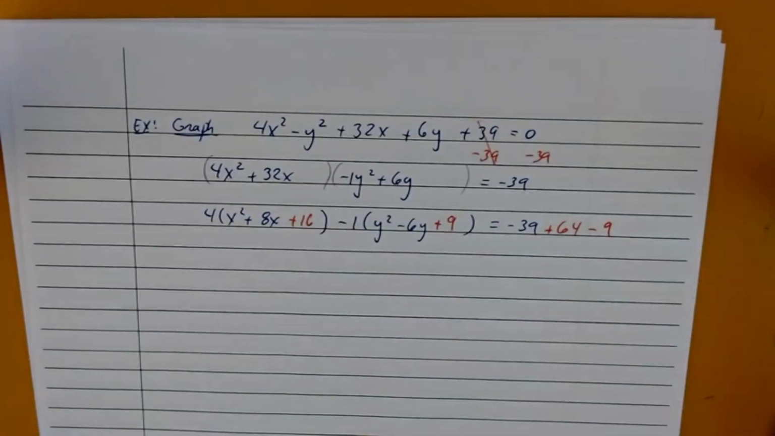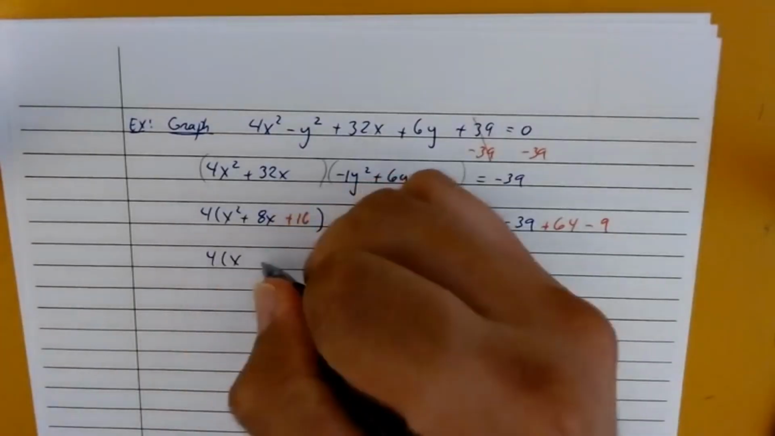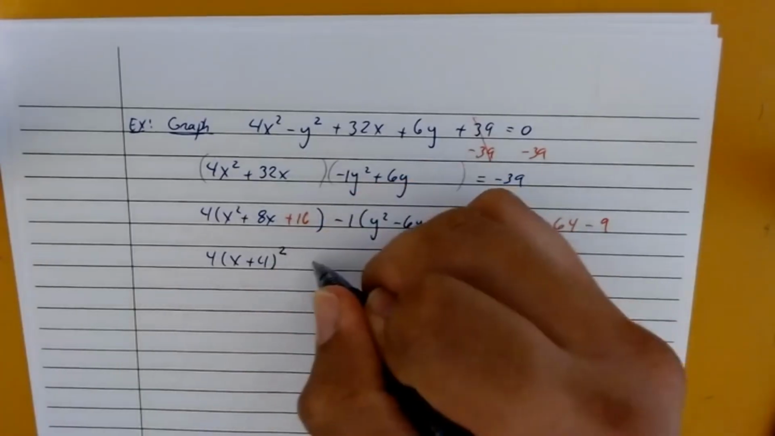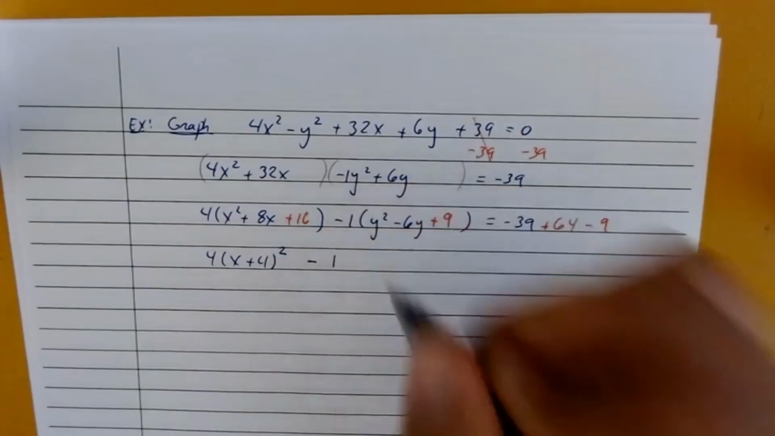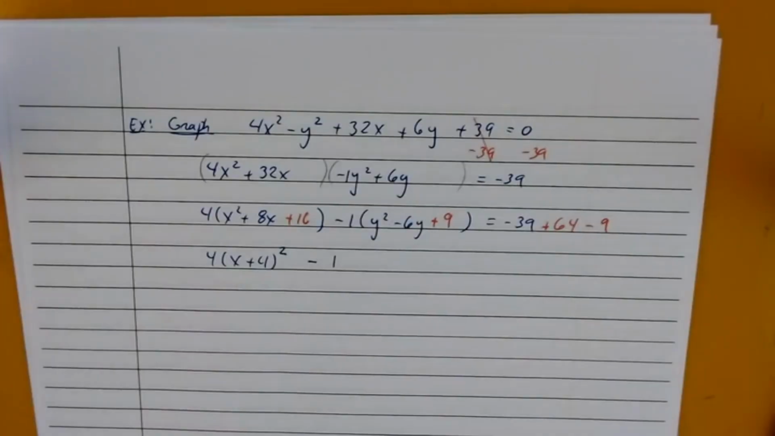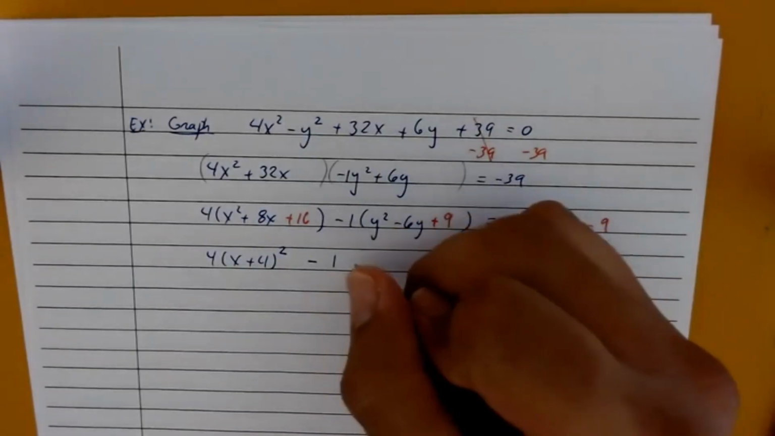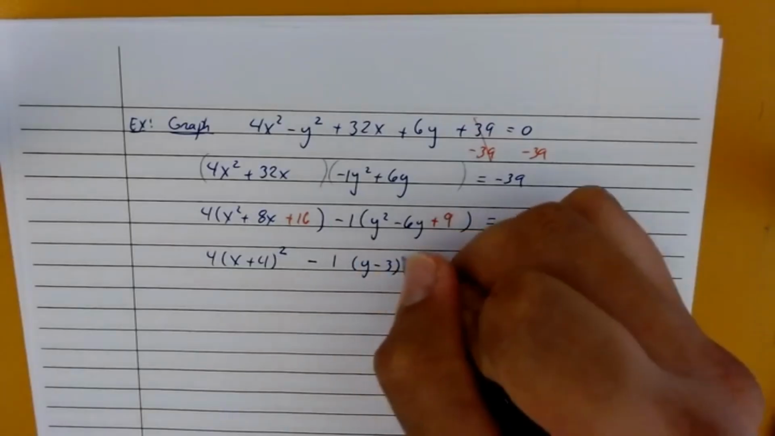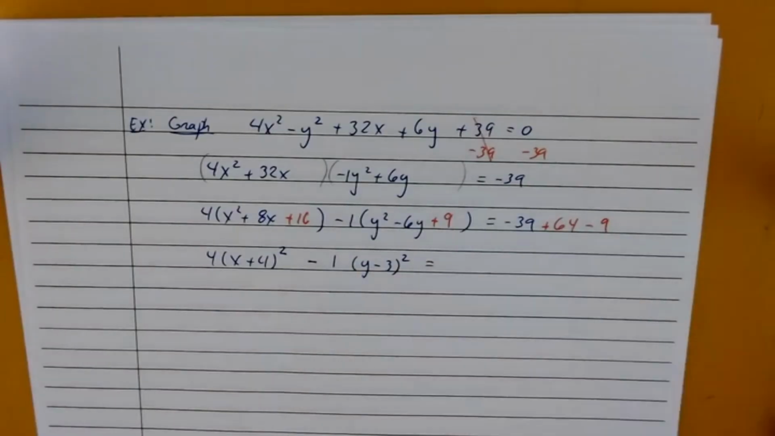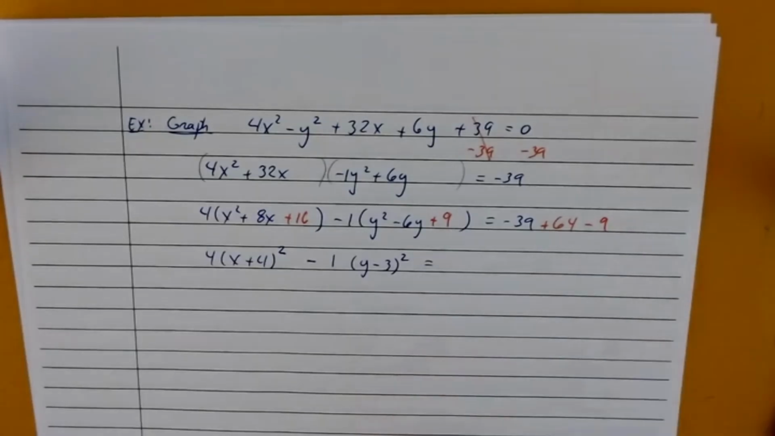All right, so there we go. This can now be factored down. X squared plus 8x plus 16, that's x plus 4 times x plus 4. Or more simply, that's x plus 4 squared. Minus 1 times y squared minus 6y plus 9. That factors as y minus 3 times y minus 3. Or more simply, y minus 3 squared is equal, let's see, negative 39 plus 64, that's 25. And then 25 minus 9 is 16.